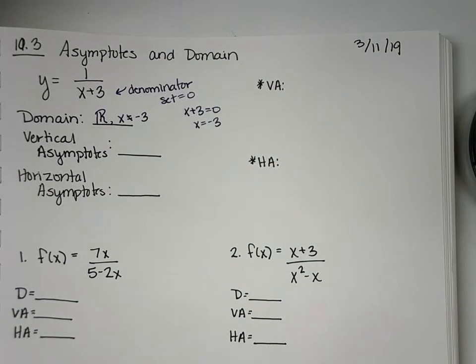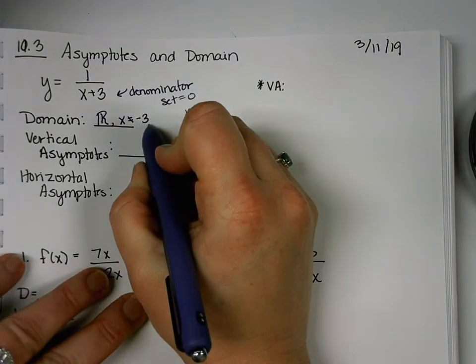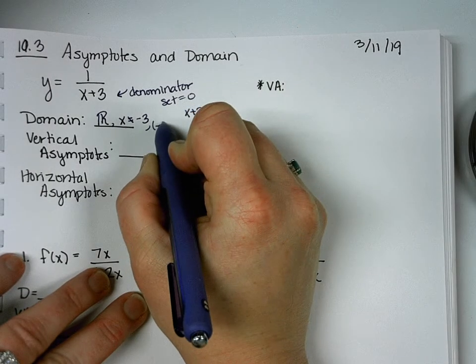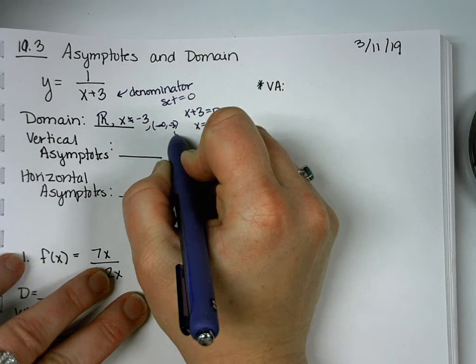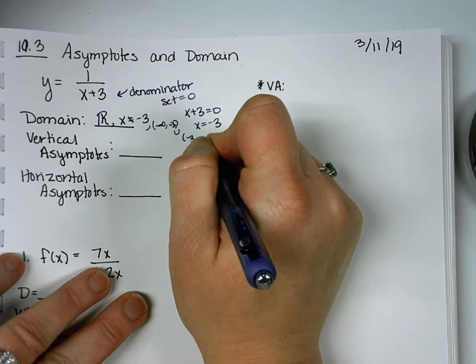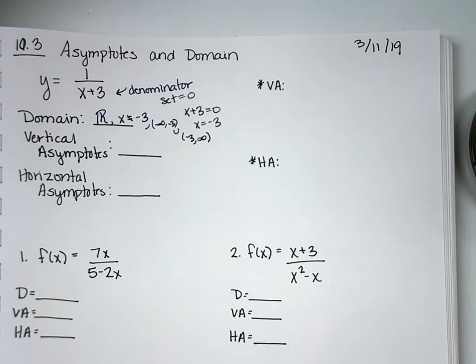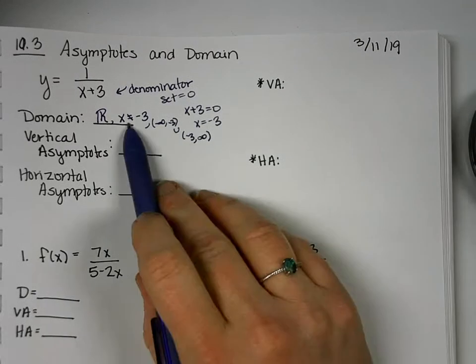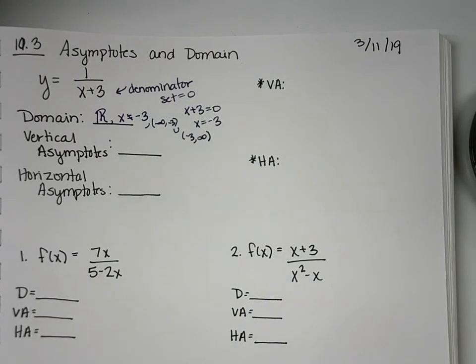Another way to do it would be interval notation. So if you did it in interval notation, it would be -infinity to -3 in union with -3 to infinity. I would take either one. Interval notation is great practice, but if you'd rather write all real numbers except x cannot equal -3, that's fine too.